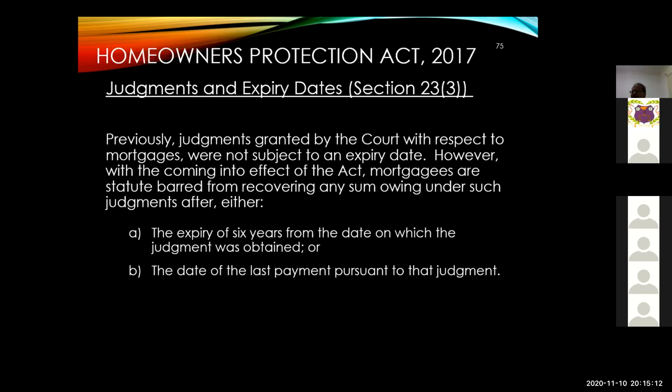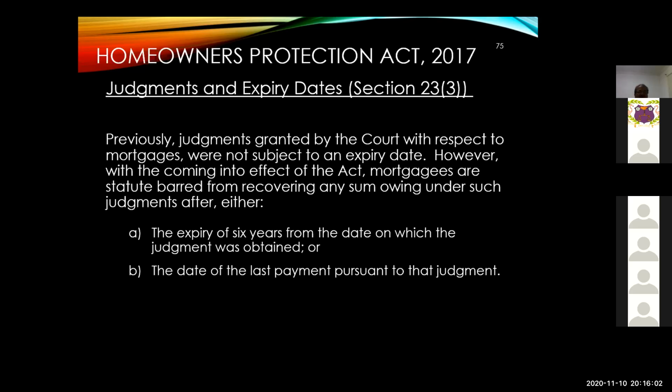Okay, judgment dates and expiry dates. And this will bring our thing to an end. Previously, judgments granted by the court with respect to mortgages were not subject to an expiry date. However, with the coming into effect of the Act, mortgagees are statute barred from recovering any sum owing under such judgments after either the expiry of 6 years from the date on which the judgment was obtained, or the date of the last payment pursuant to that judgment.